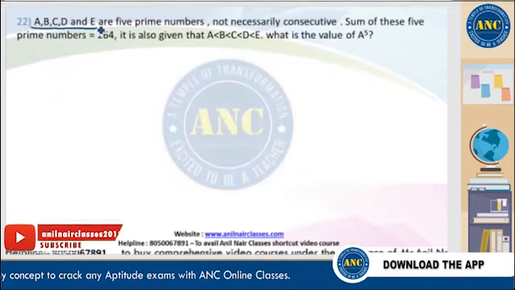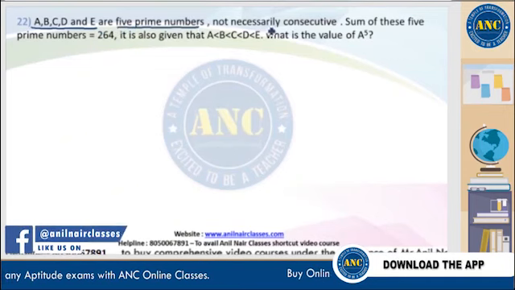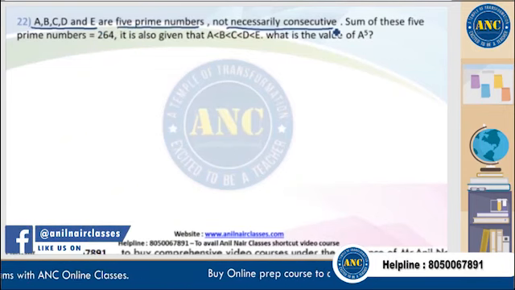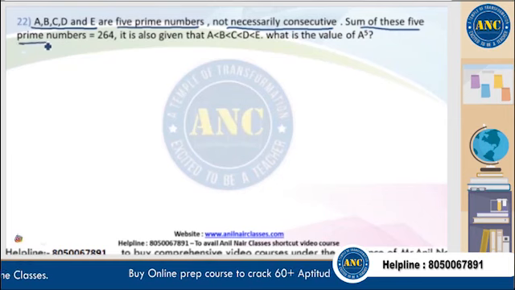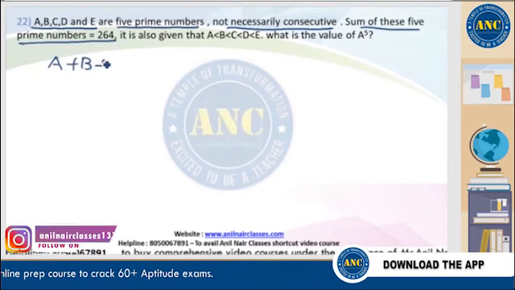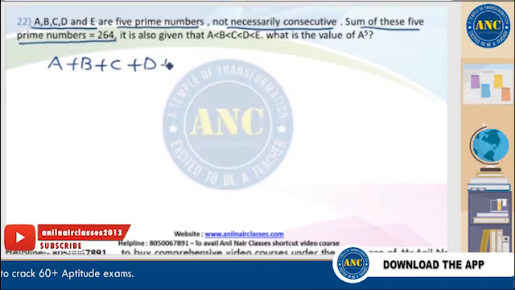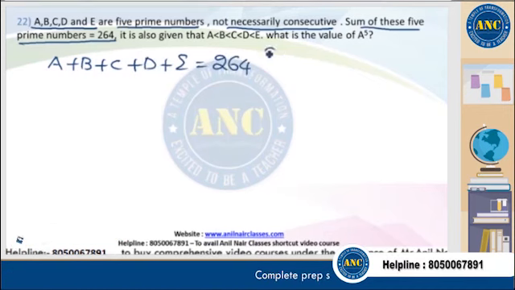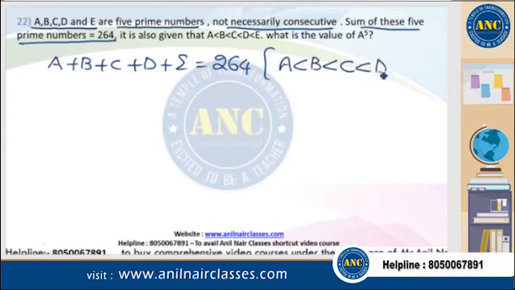22nd question. A, B, C, D and E are 5 prime numbers, not necessarily consecutive. Sum of these prime numbers is 264. A plus B plus C plus D plus E is 264. He said that A less than B less than C less than D less than E.